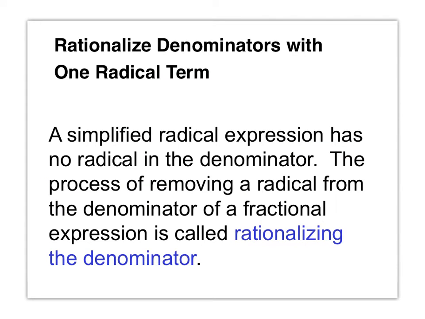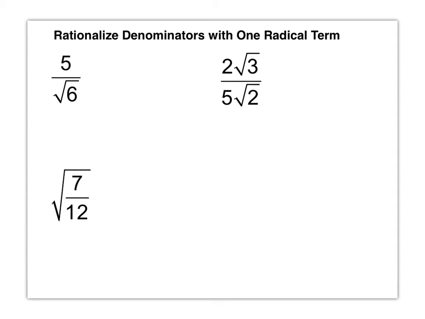Rationalize denominators with one radical term. A simplified radical expression has no radical in the denominator. The process of removing a radical from the denominator of a fractional expression is called rationalizing the denominator. Let's rationalize the denominators with one radical term.